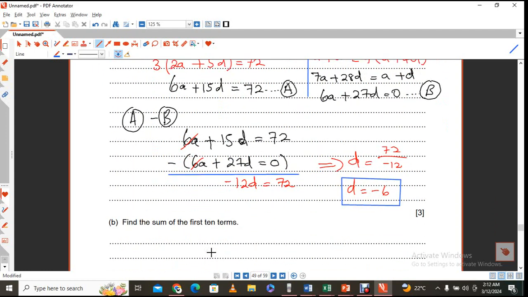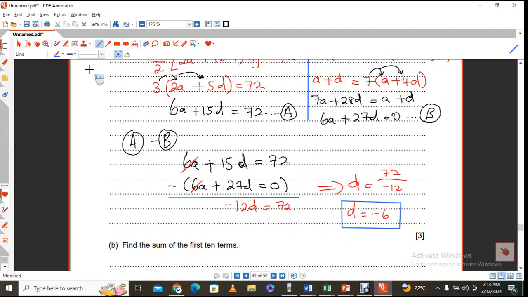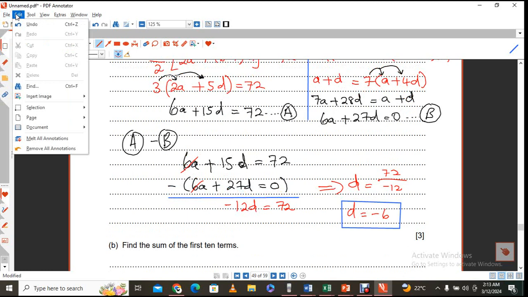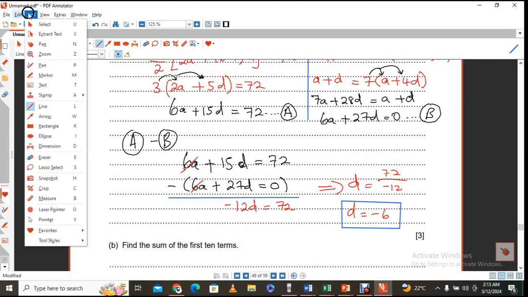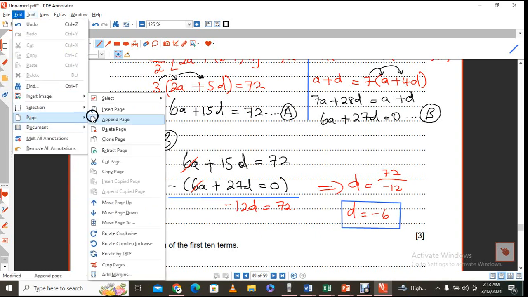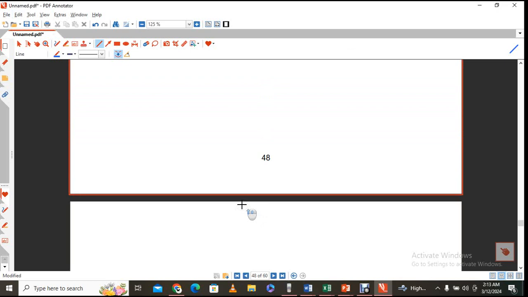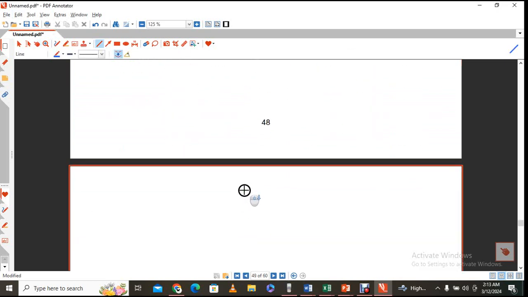Of course, because of space, now I also need to find the value of a, and perhaps I'll bring in a blank page so you can see. Let me bring in a blank page. Okay, let's insert a blank page. All right, blank page.